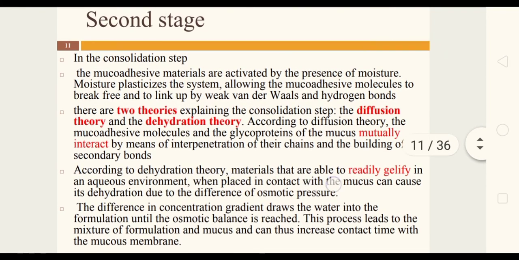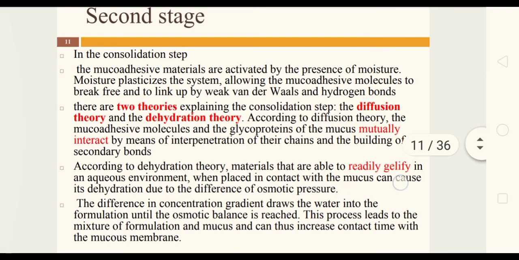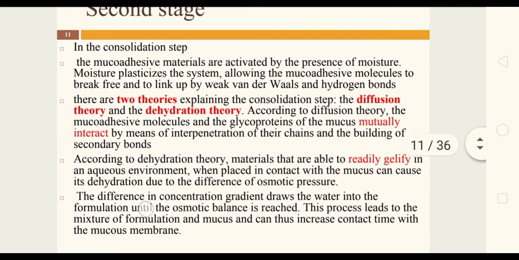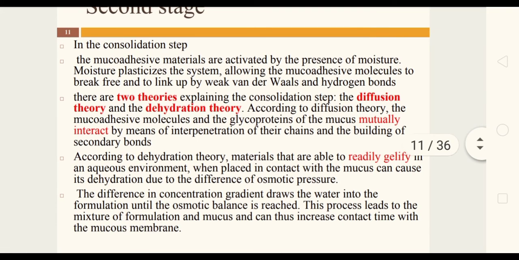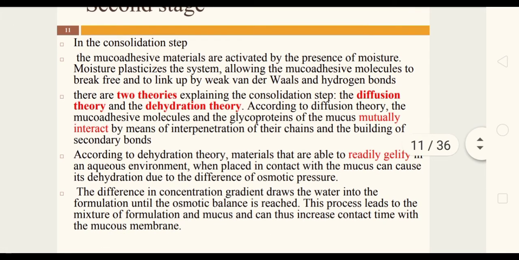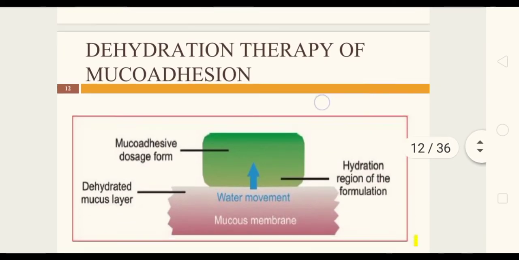And according to the dehydration theory, the material readily jellifies, meaning it becomes rigid, it becomes strong. Why? Because of the aqueous environment of the mucus. When it is placed in contact with the mucus, it causes dehydration of that mucous membrane and itself swells up. So, this difference in concentration gradient draws the water into the molecule and the molecule is swelled due to osmotic balance. This is a diagram for this.